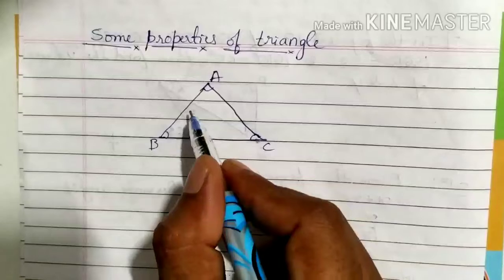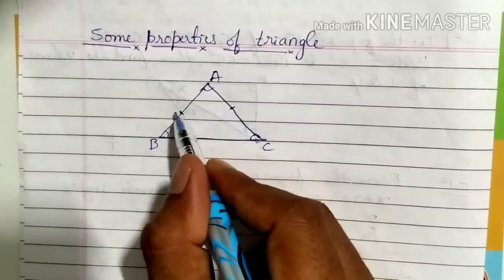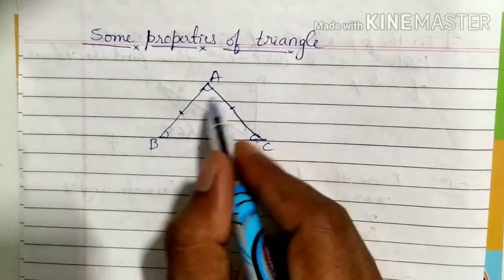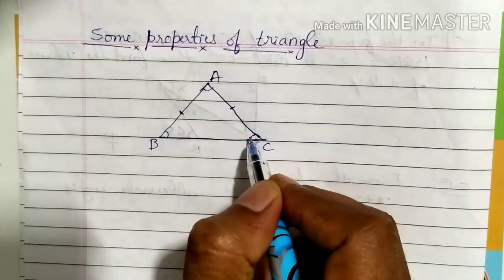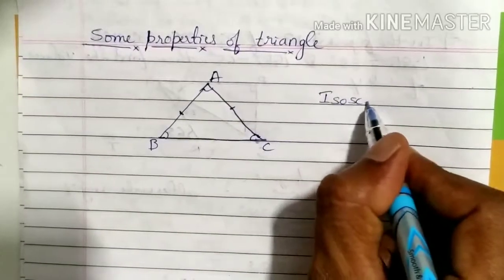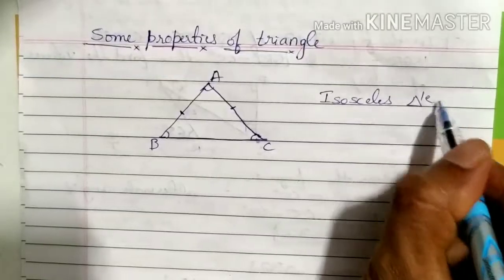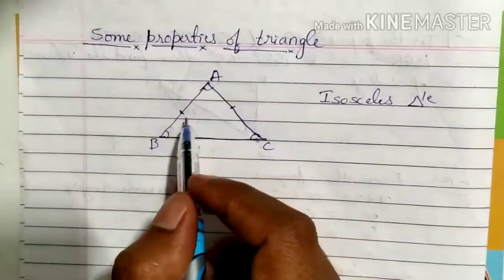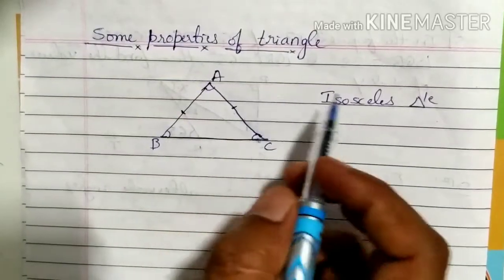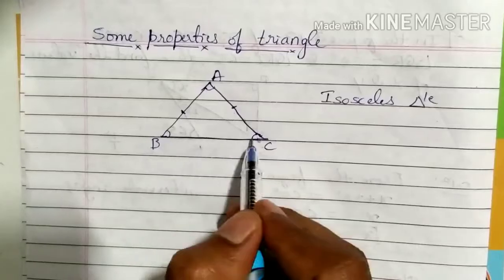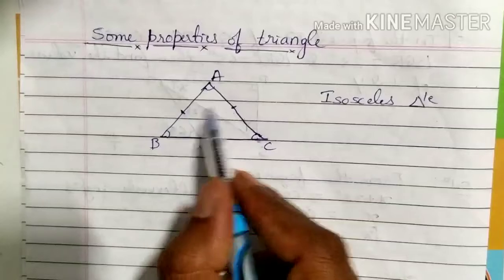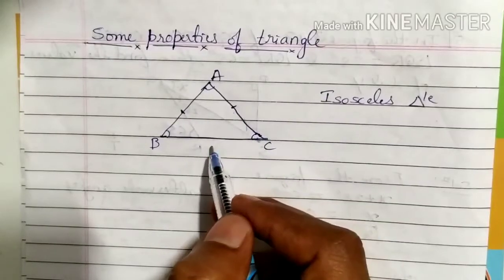Now suppose any two sides of a triangle are equal in length, that means if this length is 5 meter and this is also 5 meter, then this triangle is called an isosceles triangle. A triangle in which two sides are equal is called an isosceles triangle. This side may have a different measure. If all three sides are equal, then it is called an equilateral triangle.